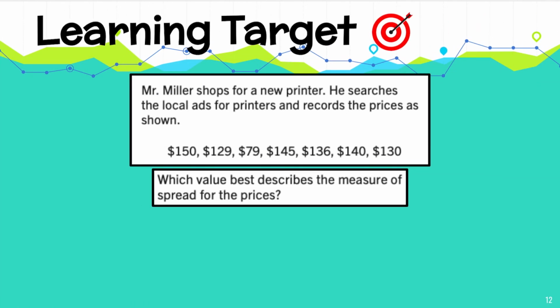This takes us to our learning target. Mr. Miller shops for a new printer. He searches the local ads for printers and records the prices as shown. Which value best describes the spread? Boys and girls, please take a moment to pause the video and attempt this on your own. Whenever you have your answer and you're ready to check, please come back and join us.